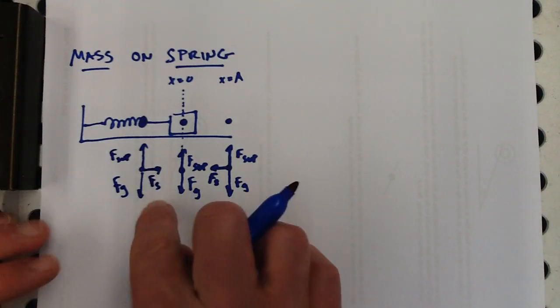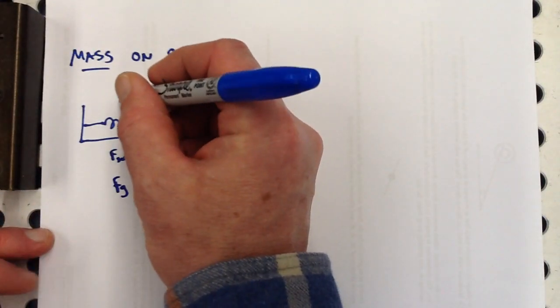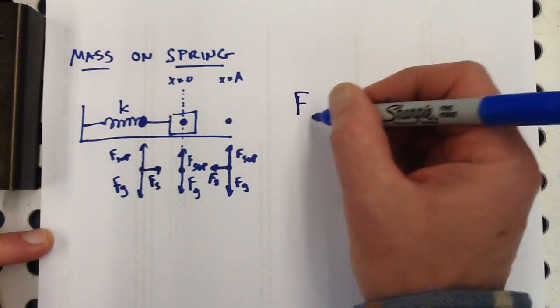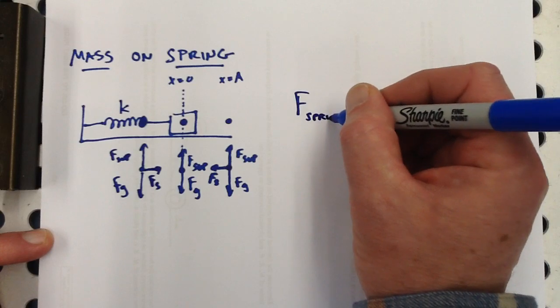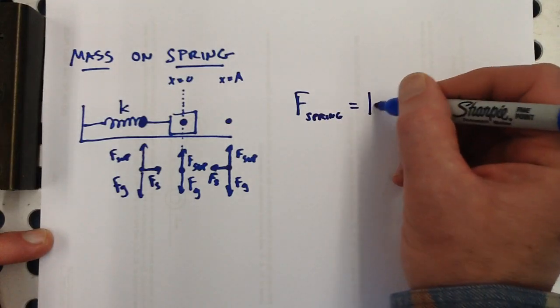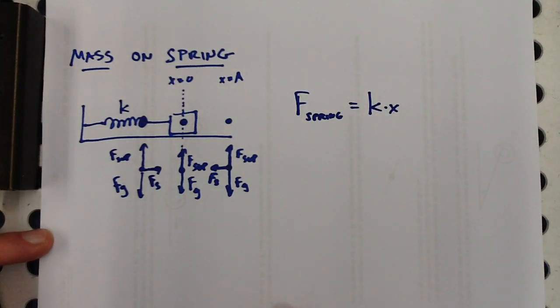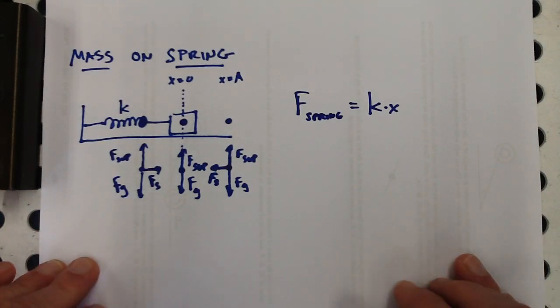And we know how big that spring force is. If we know that this is a spring with a spring constant k, then the magnitude of that force is k times x. Right. So let's see, what are the other things that we need to know here?